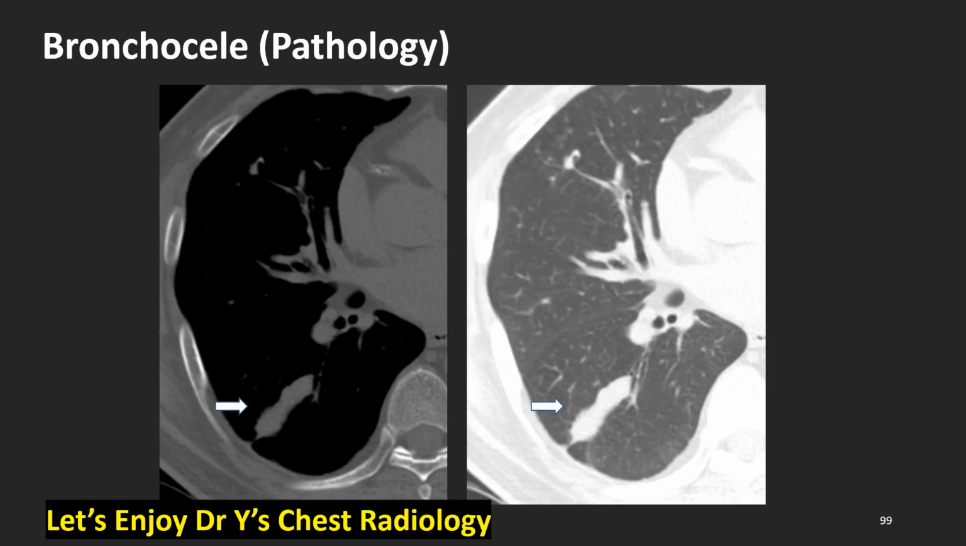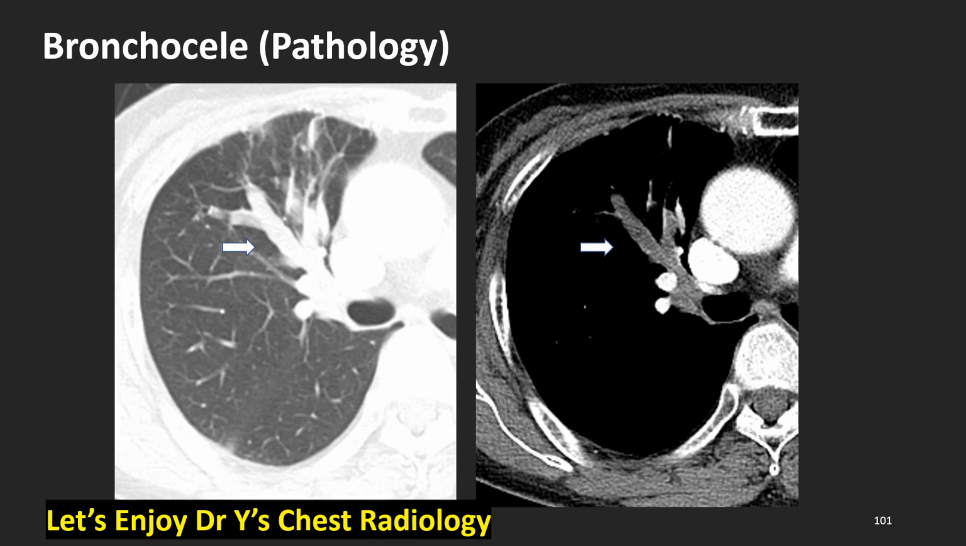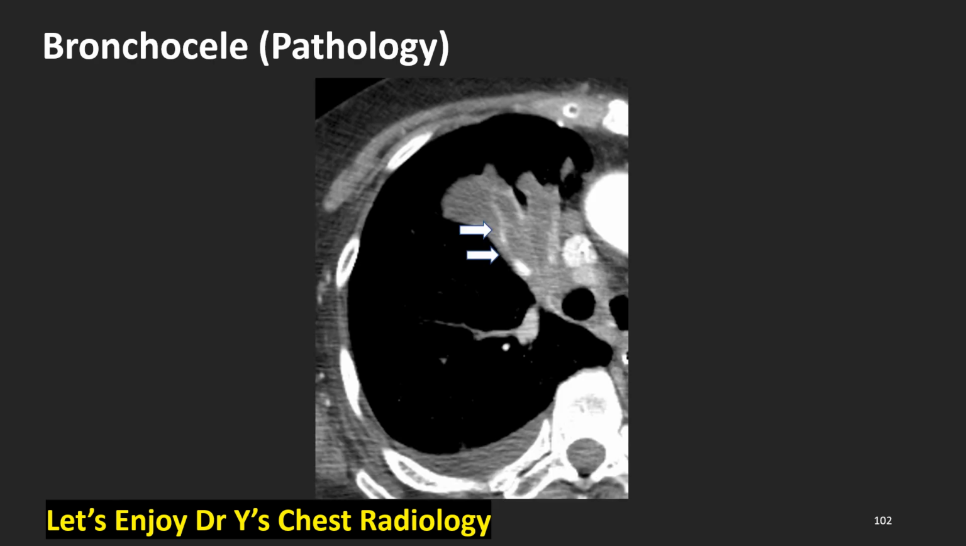Bronchocele pathology. Arrows indicate bronchocele with mucoid impaction in right lower lobe. Bronchocele pathology. Arrows indicate bronchocele with mucoid impaction in right upper lobe of bronchial atresia patient. Bronchocele pathology. Arrows indicate Y-shaped bronchocele with mucoid impaction in right lung. Bronchocele pathology. Arrows indicate V-shaped bronchocele with mucoid impaction in right upper lobe.